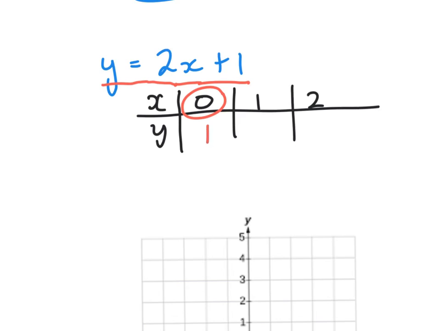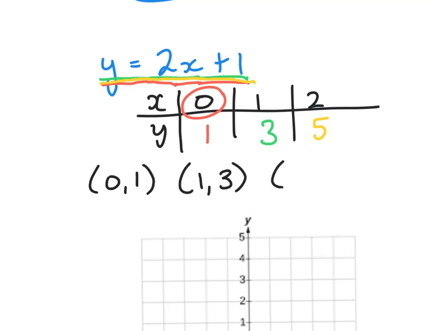If x is equal to 1, y will equal 2 times 1 plus 1, 3. And if x is equal to 2, y will equal 2 times 2 plus 1, 5. I now know 3 points on the line y equals 2x plus 1. 0, 1. When x is 1, y is 3. And when x is 2, y is 5.